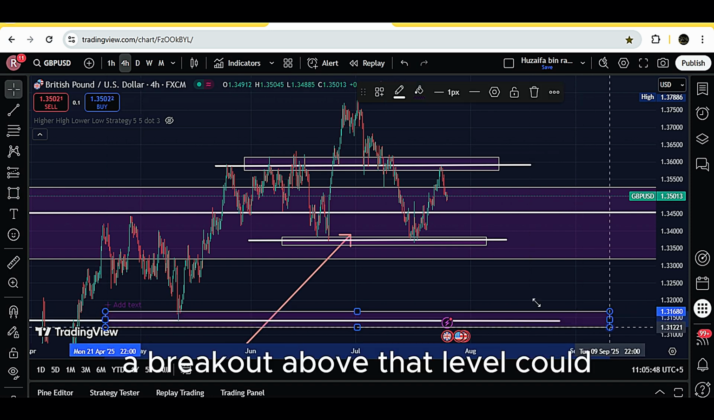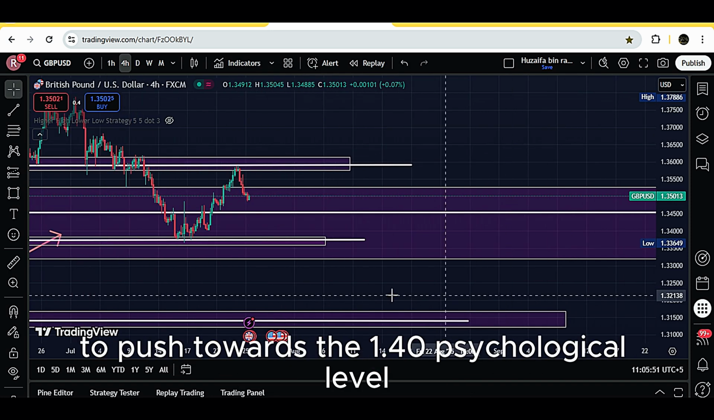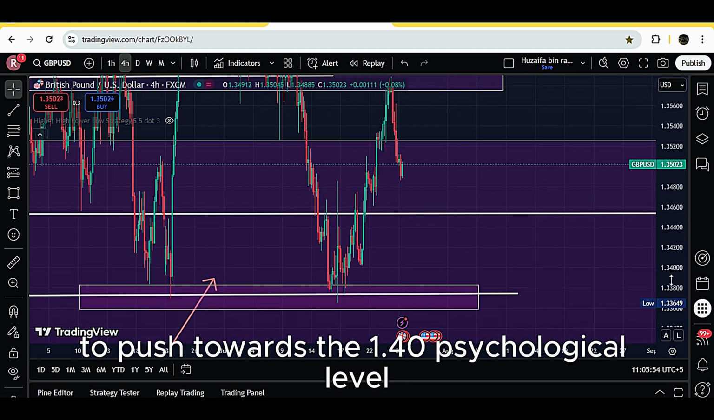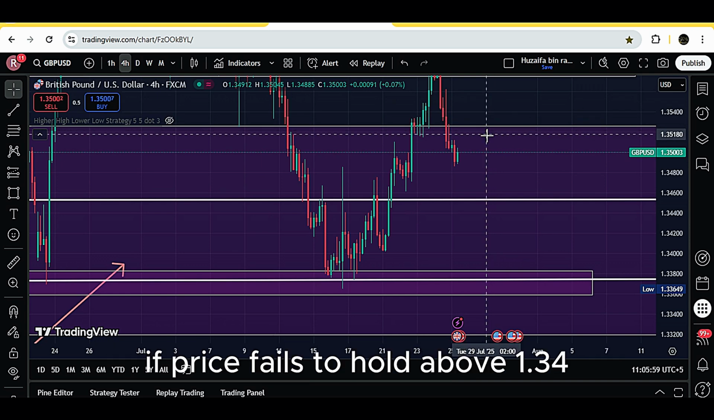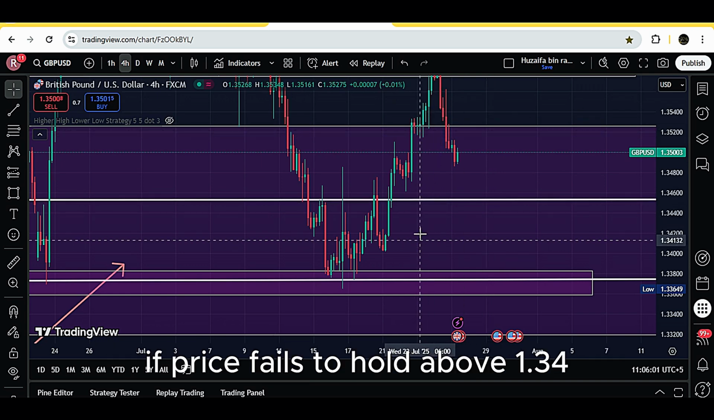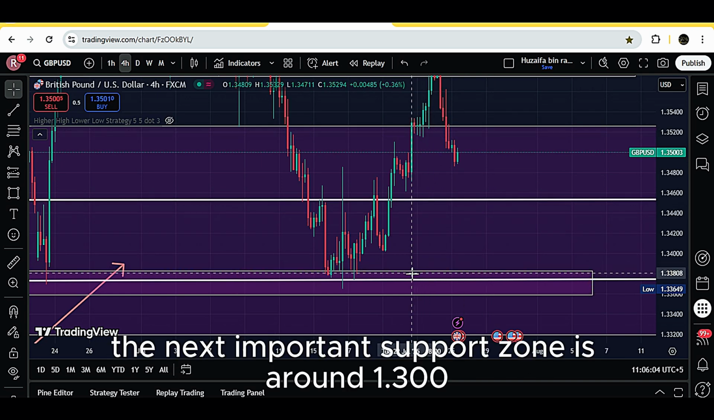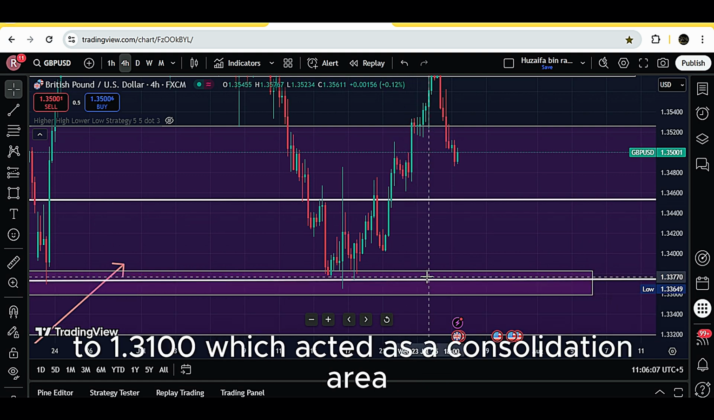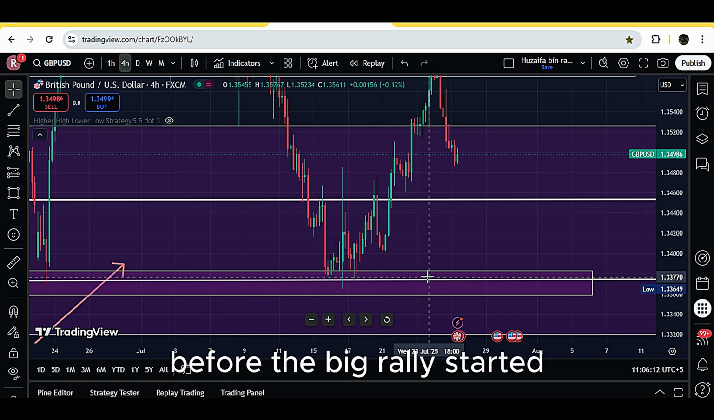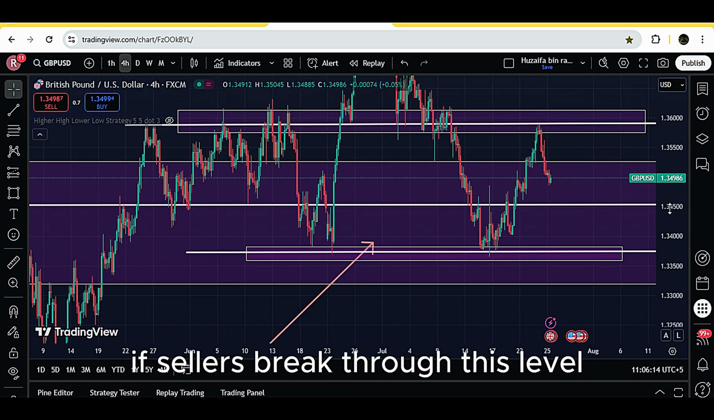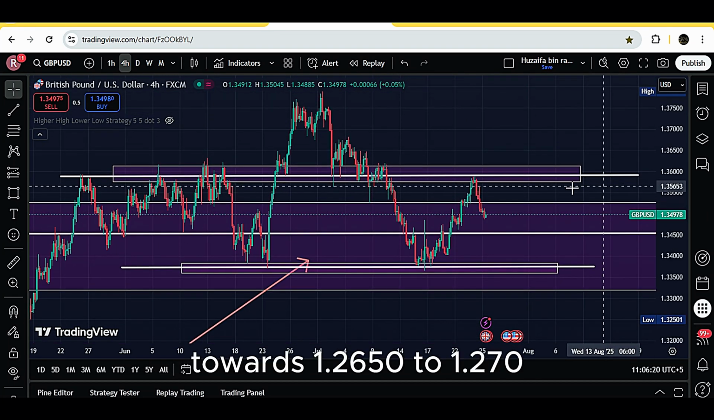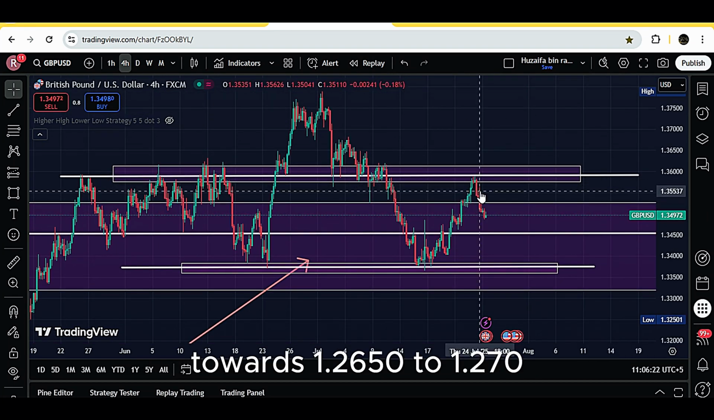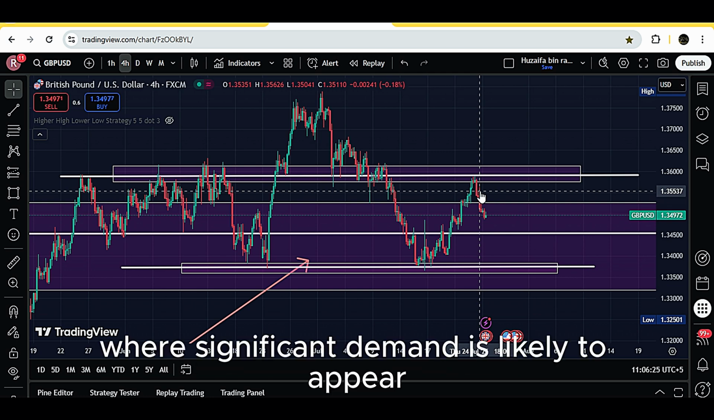A breakout above that level could create enough momentum to push towards the 1.40 psychological level, which is a major target for the bulls. On the downside, if price fails to hold above 1.34, the next important support zone is around 1.300 to 1.3100, which acted as a consolidation area before the big rally started. If sellers break through this level, we could see a deeper correction towards 1.2650 to 1.270, where significant demand is likely to appear.